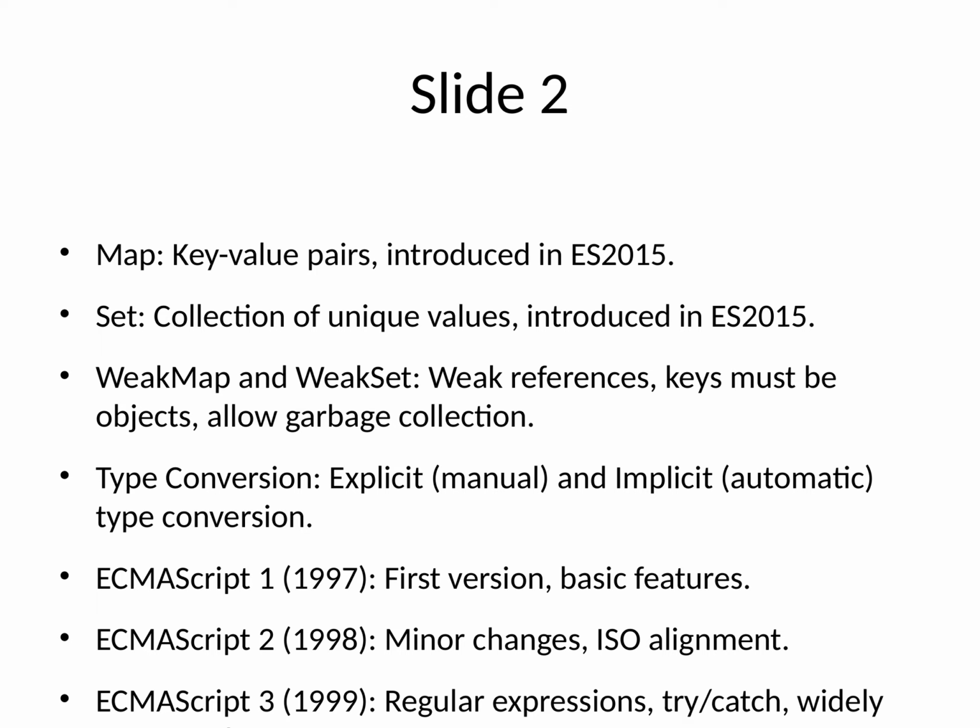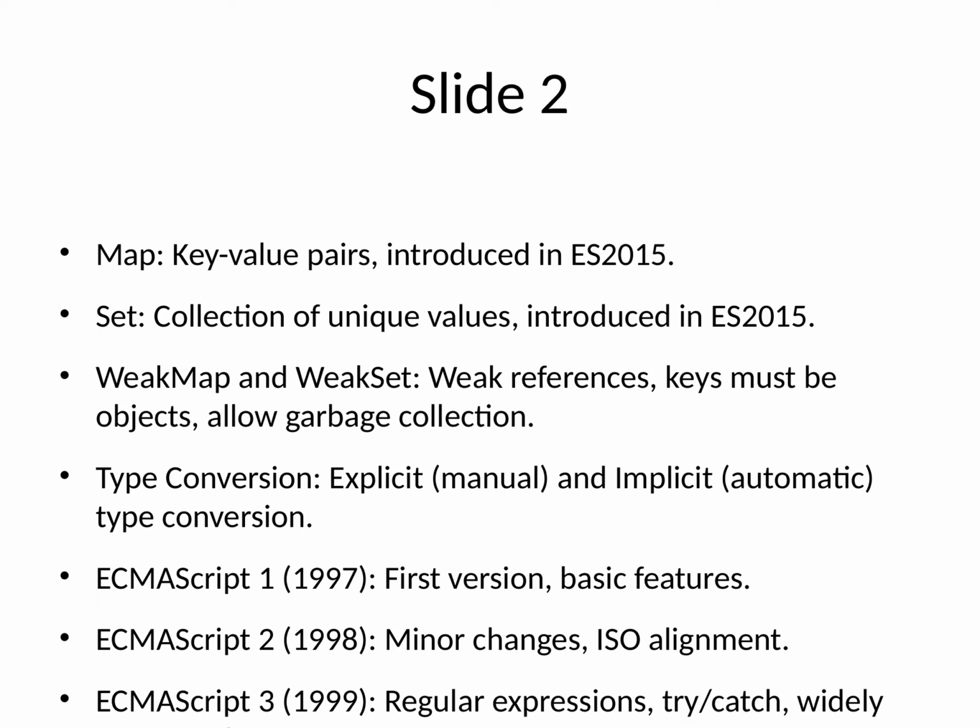Next, we have the Set object, also introduced in ES2015, which is a collection of unique values. For instance, let set = new Set([1, 2, 3, 3, 4]) will store only the unique values 1, 2, 3, and 4.